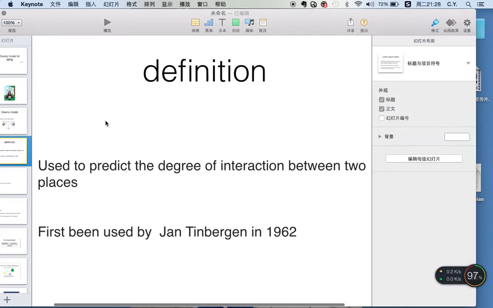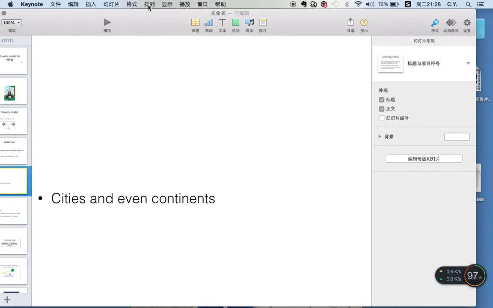And what is the definition of the gravity model in AP Human Geography? It is used to predict the degree of interaction between two places. It was first used by Jan Tinbergen in 1962, and it has been used for two cities, a central city, and even continents.